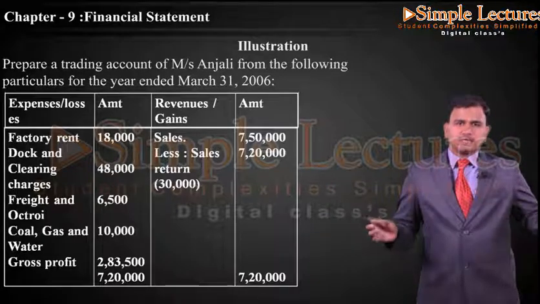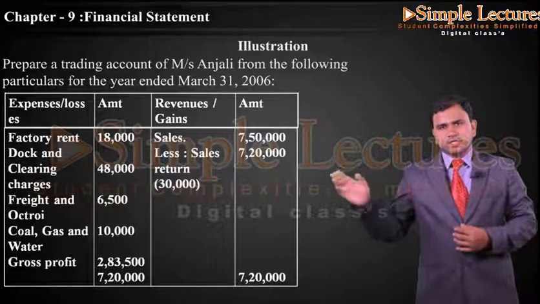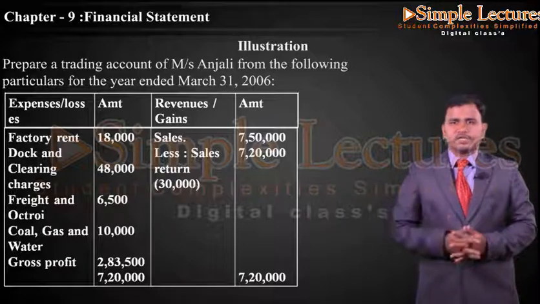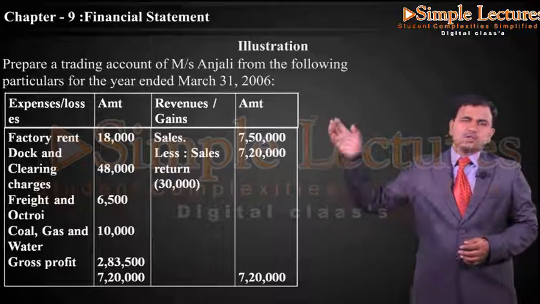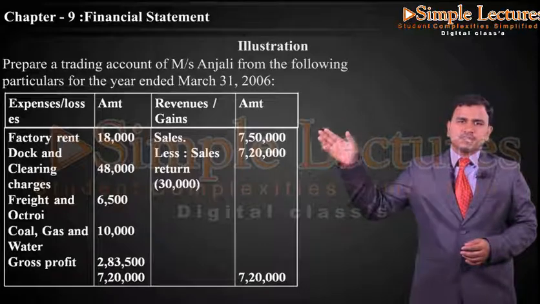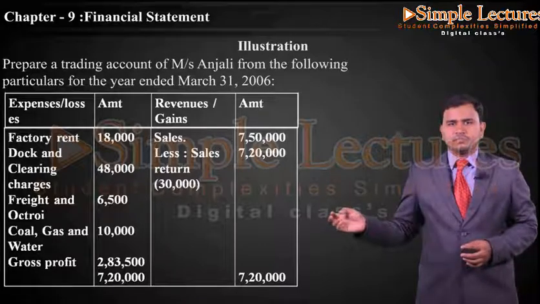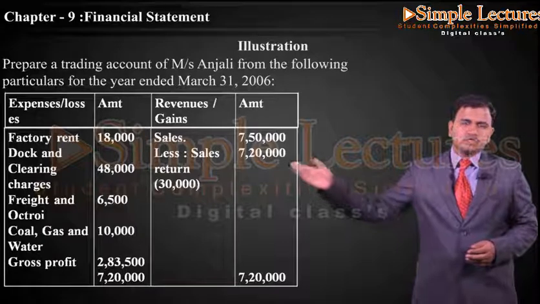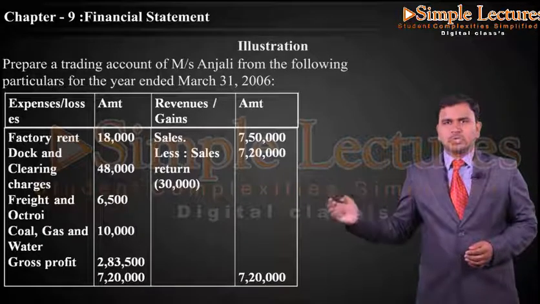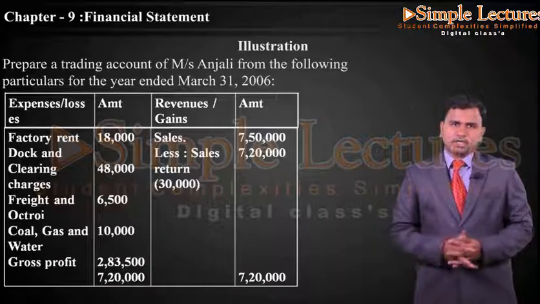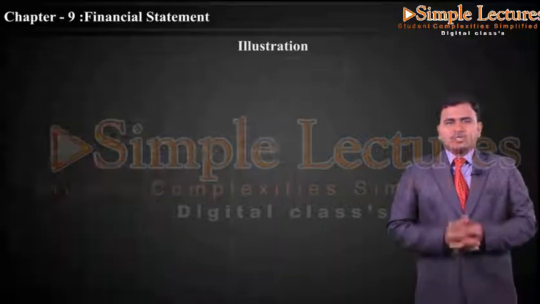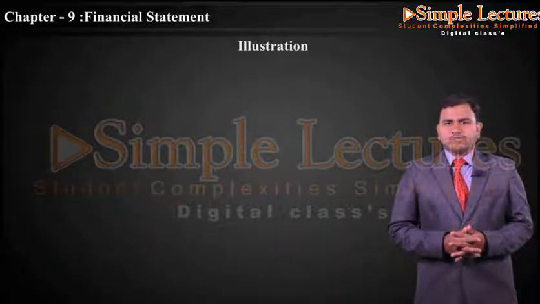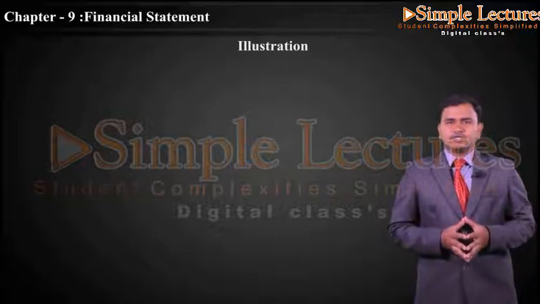So credit side total 7,20,000. Same total in the debit side 7,20,000. Minus all the expenses along with the purchases and opening stock, the difference will be 2,83,500, which is what? Gross profit, 2,83,500.